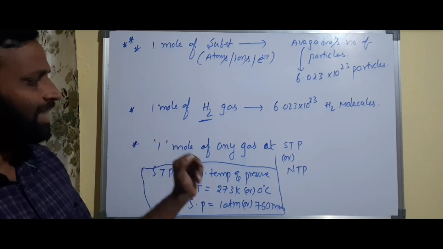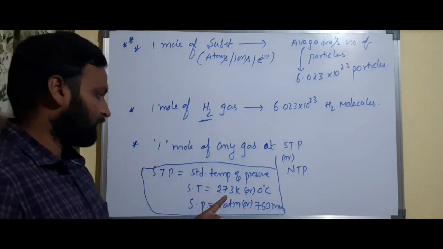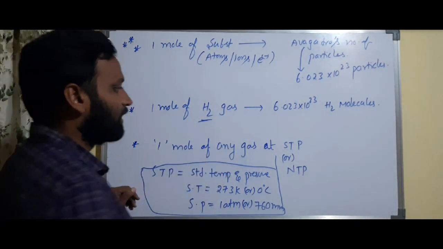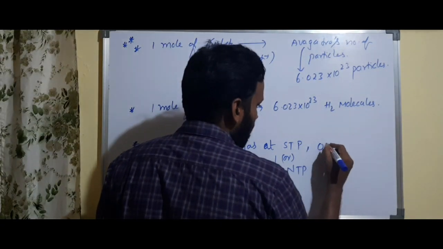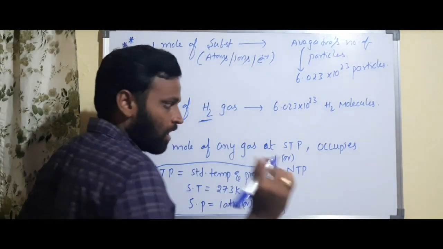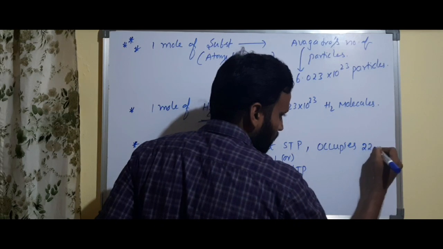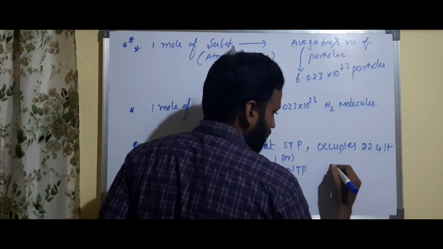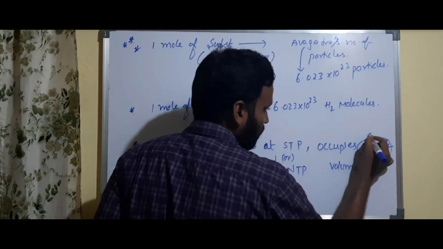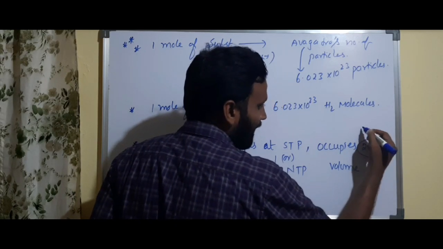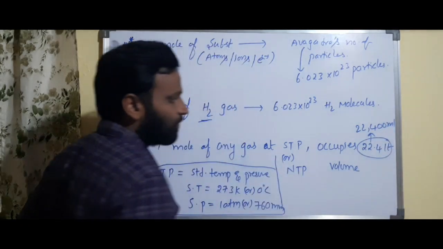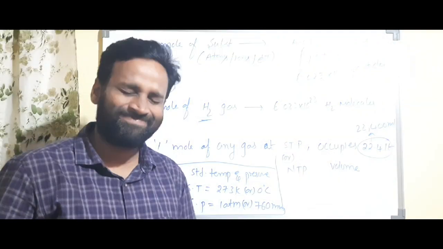So 1 mole of any gas at STP, at this temperature and pressure given, occupies how much volume? 22.4 liters. Or else this 22.4 liters in ml, you will get 22,400 ml. This is also a very, very important point for you.